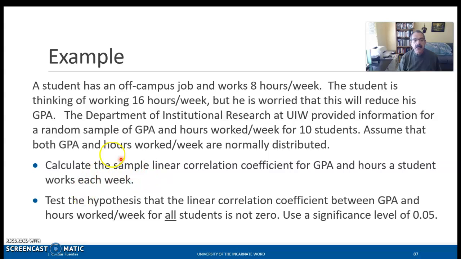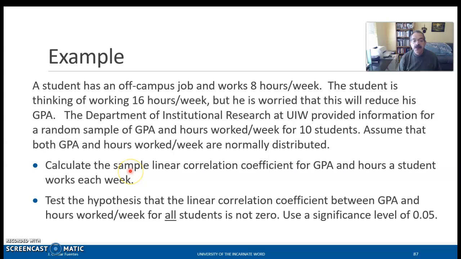Now, we're using the data from the Department of Institutional Research, where they provided information for a random sample of 10 students, with their GPAs and the corresponding hours they work per week. We're going to assume for this example that both the GPA and hours worked per week are normally distributed. So we want to find out two things.